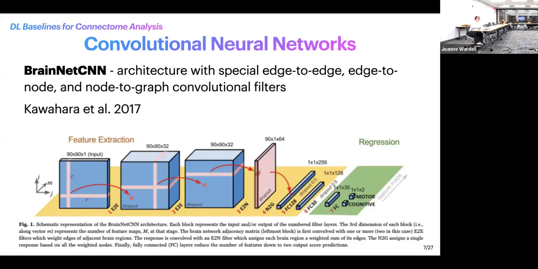So in this paper, they started talking about some different research that's been done in deep learning for analyzing these connectomes. These are some of the baselines that they're going to compare their method to in their experiments. One of these is the convolutional neural network baseline that they're looking at. This is called BrainNet CNN.